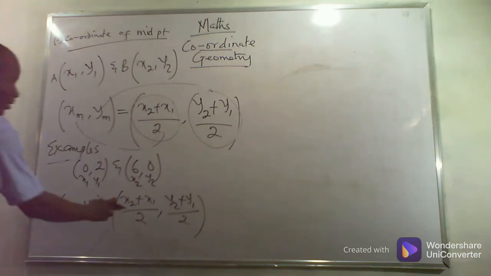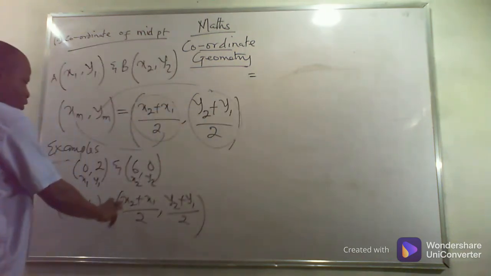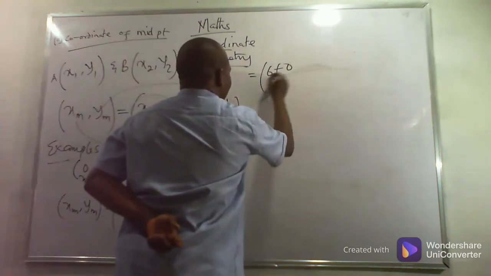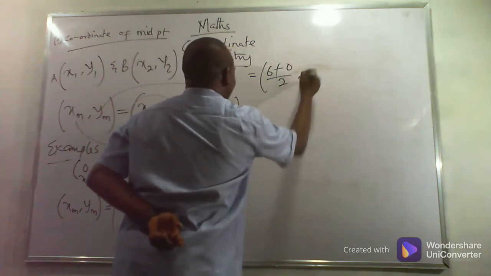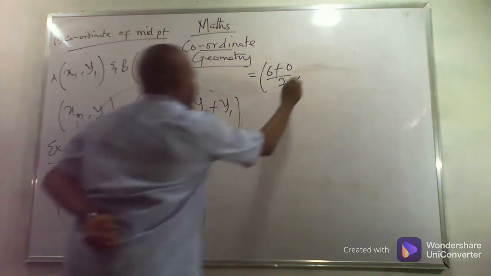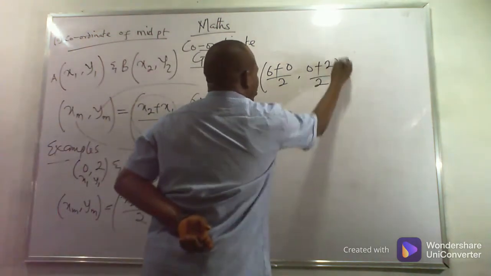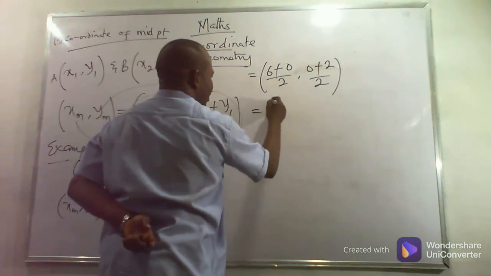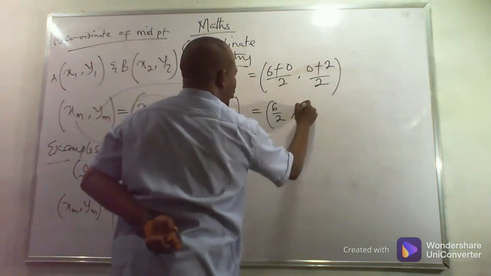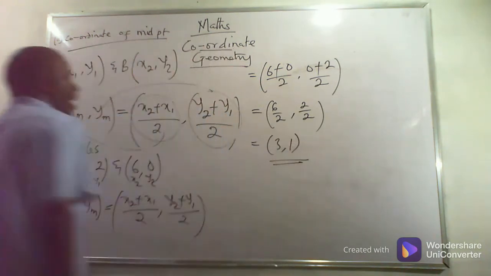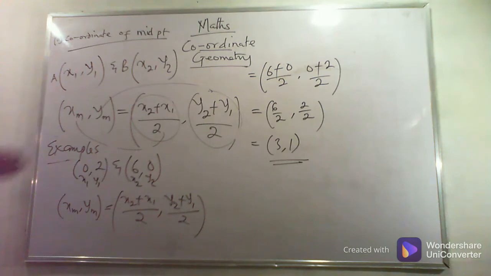Let's substitute. So we have x2, 6, plus x1, 0, divided by 2, comma, y2, 0, plus y1, 2, divided by 2. So we have this plus this, 6 divided by 2, this plus this, 2 divided by 2. So we have 3, 1. Final answer. You see, it's simpler compared to the distance between two points, but it's equally very important.